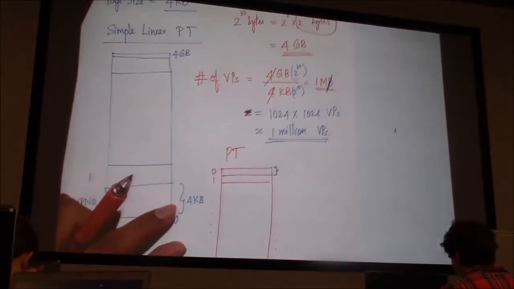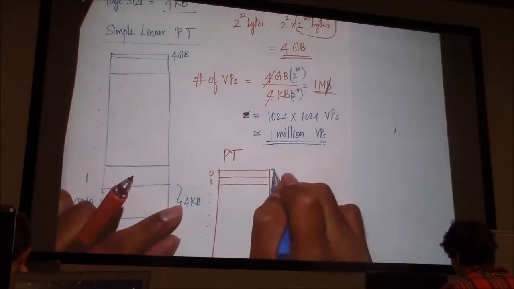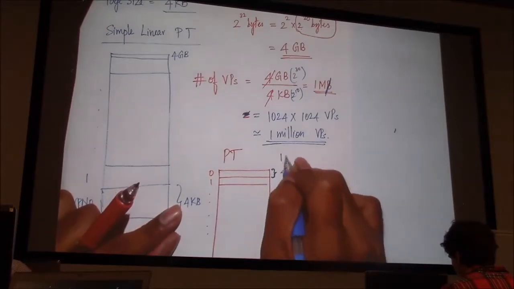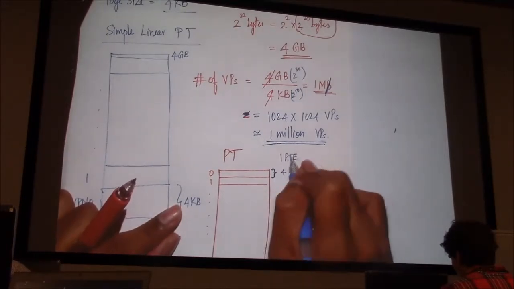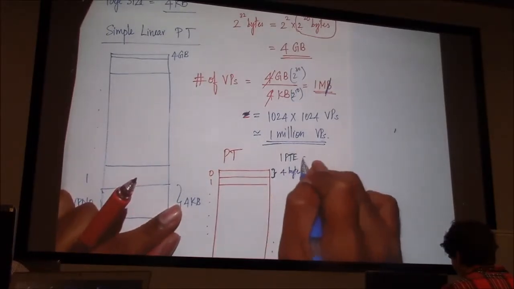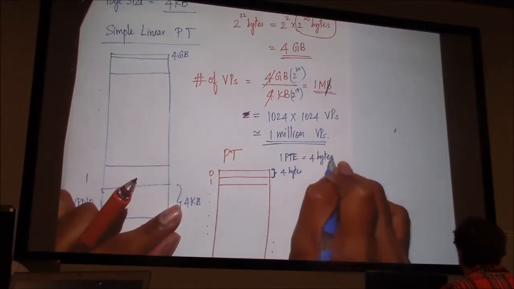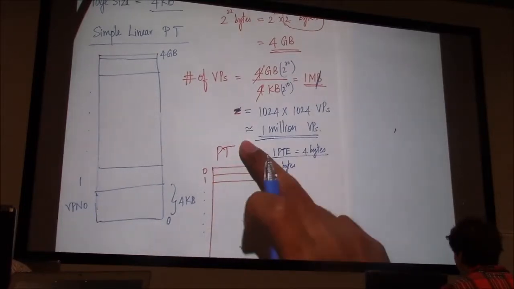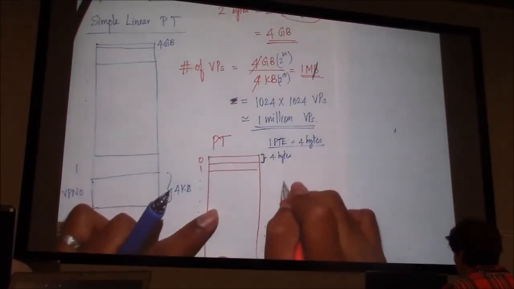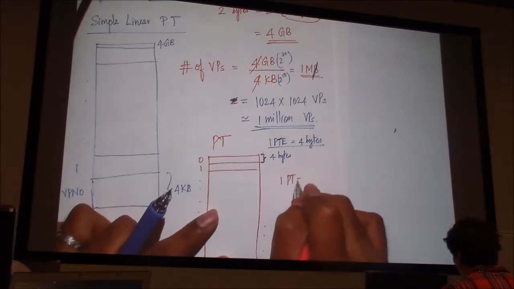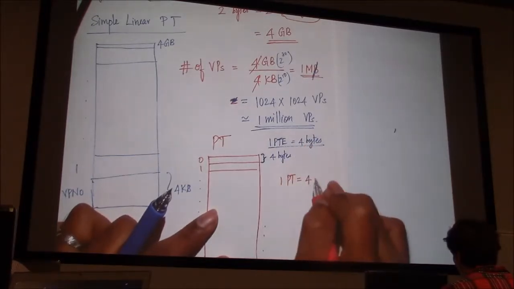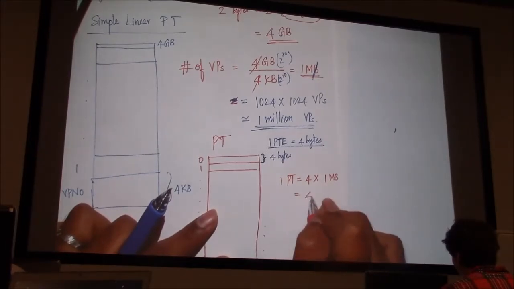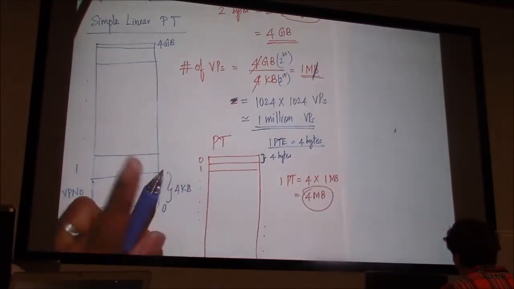If each entry in this particular page table, this is 1M minus 1 entries, is of size 4 bytes, and here we are assuming this because this is the real world setup, where one page table entry is usually of size 4 bytes, then just for storing a single page table for a process, we need 4 bytes times 1 M. So you need 4 MB for storing a single page table.